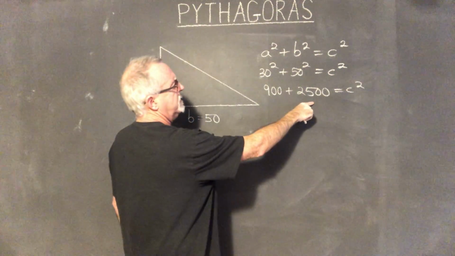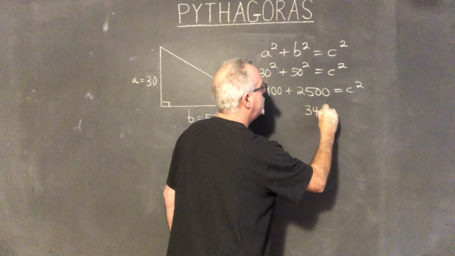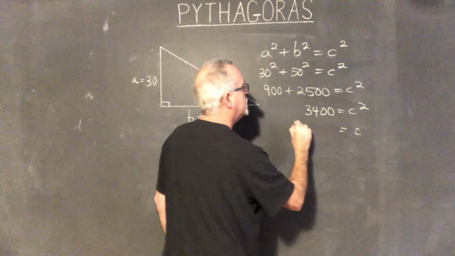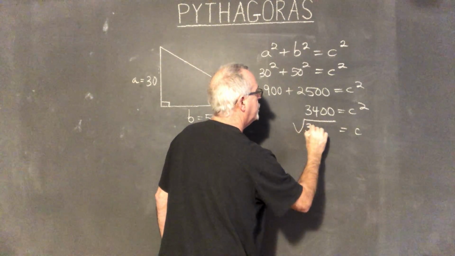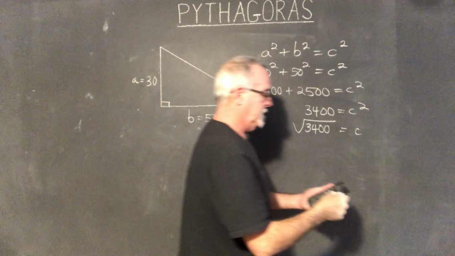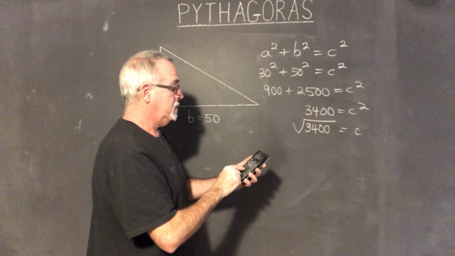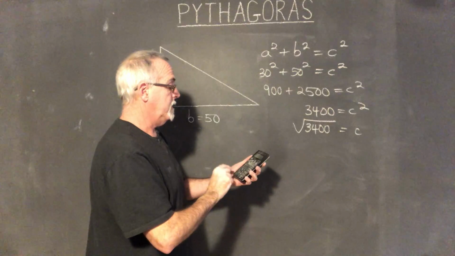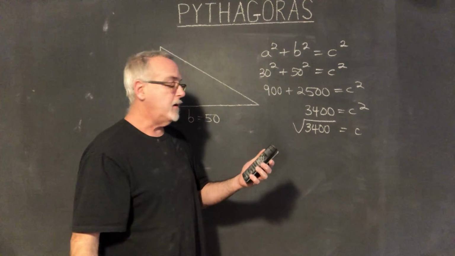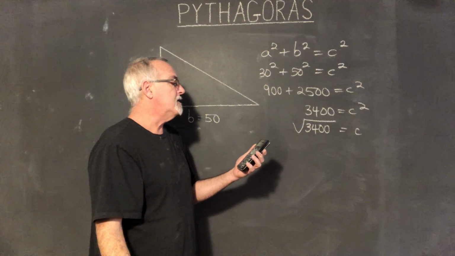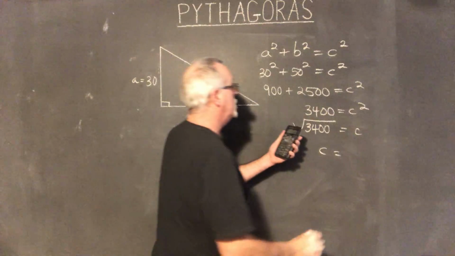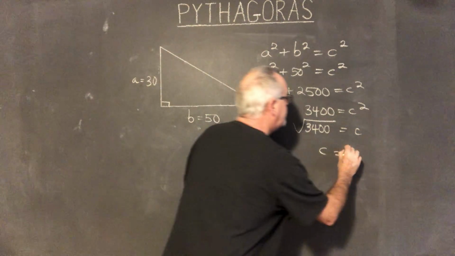And 900 plus 2500 is 3400. Therefore, C, the hypotenuse, is going to be equal to the square root of 3400. Square root 3400 equals, oh yeah, I got a decimal, 58.30951895. I'm going to go to the nearest hundredth. So I'll say C is equal to 58.31.